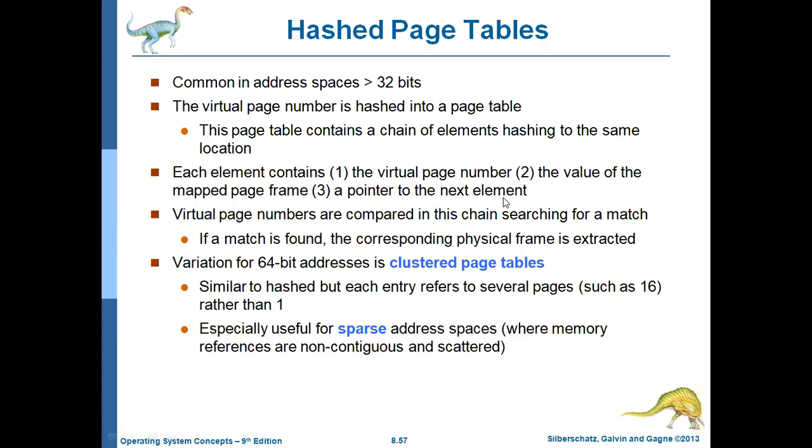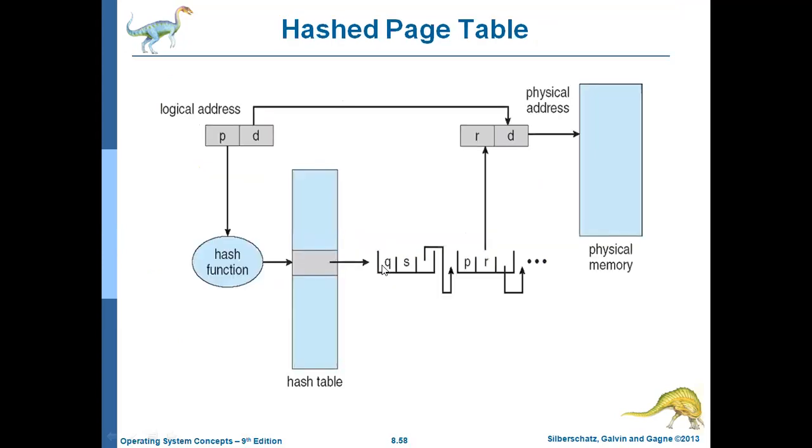So for example, here this is a virtual page number, then the mapped page frame, and the third one is pointing to the next element in the linked list. Always keep in mind your hash table makes use of a data structure called a linked list. This is your logical address. I apply a hash function to this page, and through that I have a hash table pointing to my first virtual page number, then to the next virtual page number, and so on.